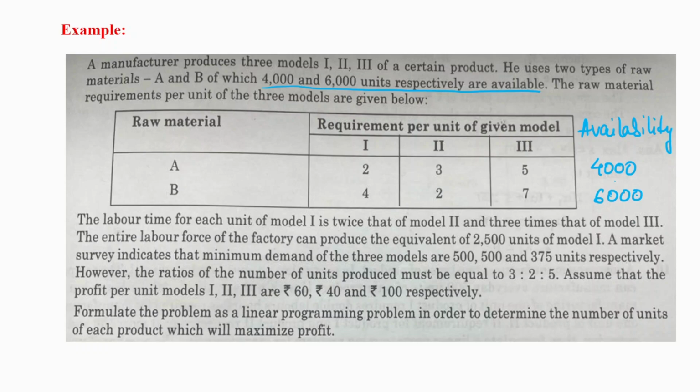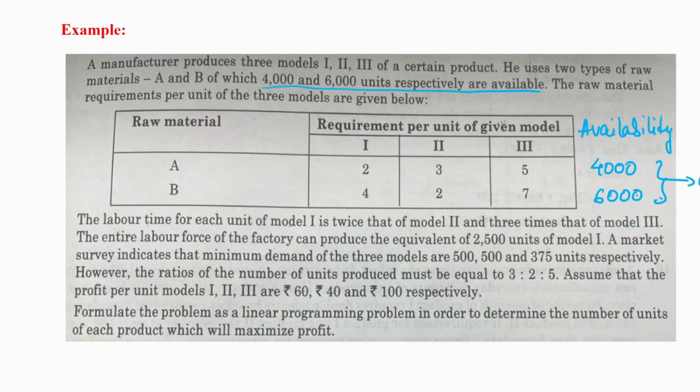So as we know, whenever we talk about availability, if I take the number of units of model 1 as x1, model 2 as x2, and model 3 as x3, then 2x1 plus 3x2 plus 5x3 would be less than or equal to 4,000. So these two become our first 2 constraints, right? So these would be our constraints.